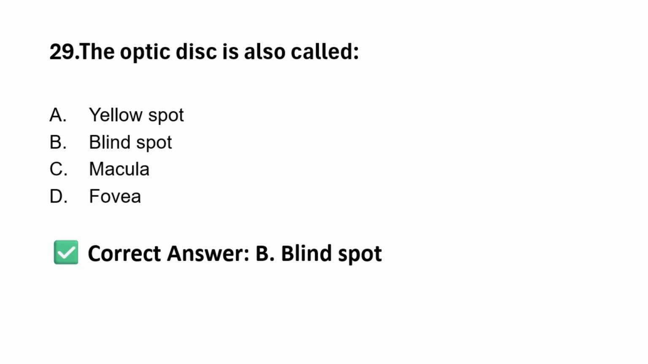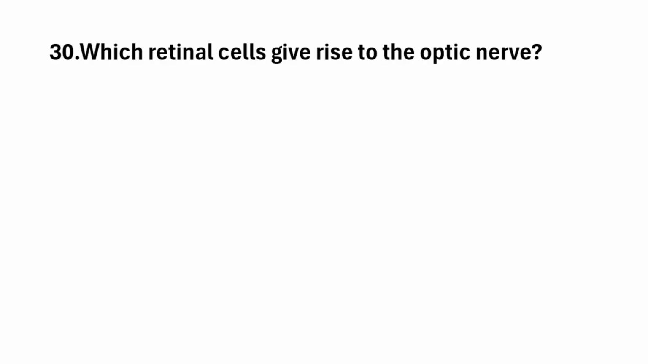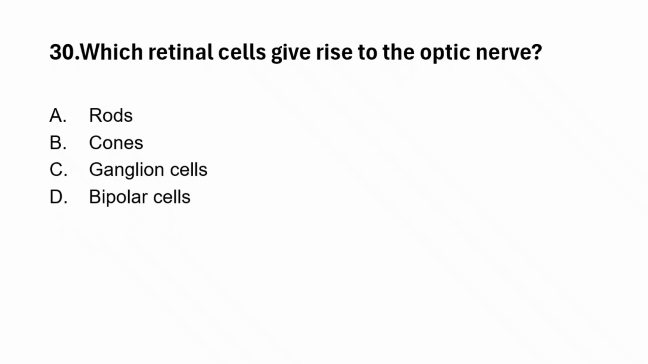Moving to the next question, question number 30. Which retinal cells give rise to the optic nerve? Option A rods, option B cones, option C ganglion cells, and option D bipolar cells. We will wait for 5 seconds.